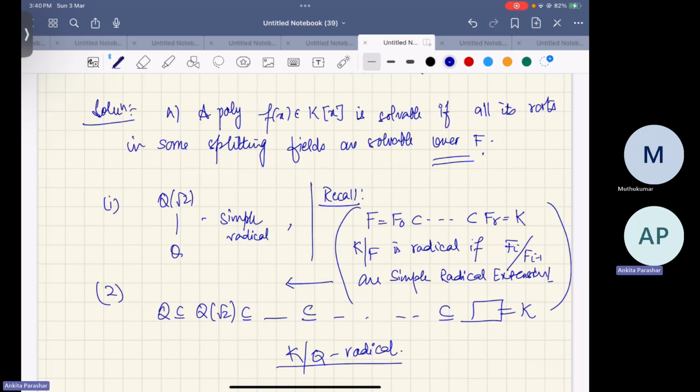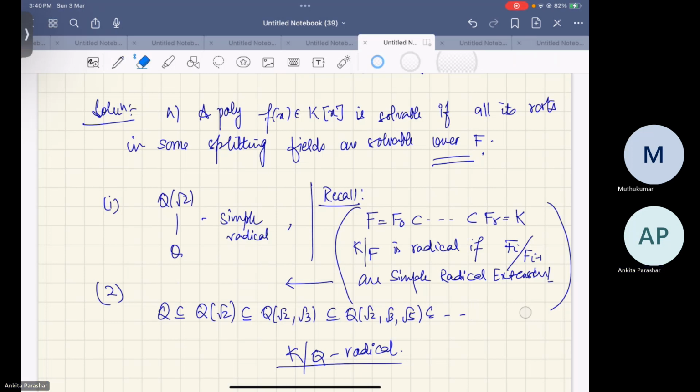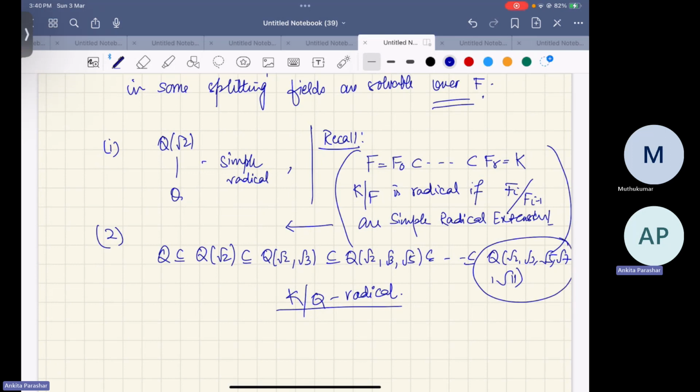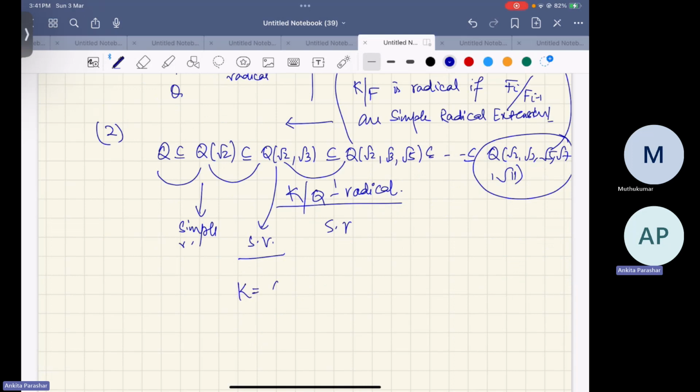It's easy, right? If you see it this way, Q(root 2), Q(root 2, root 3), Q(root 2, root 3, root 5), and so on. Let's say I stop at this level, Q(root 2, root 3, root 5, root 7, root 11). If I stop here, then of course this is a radical extension. Why? Because you see all are just simple radical extensions. This is simple radical, this is simple radical, all are simple radical. And therefore, I can say K, which is Q(root 2, root 3, root 5, root 7, root 11), over Q is a radical extension.